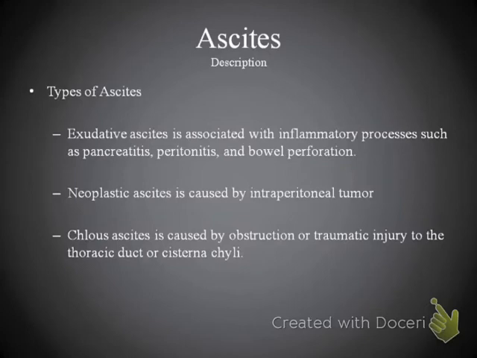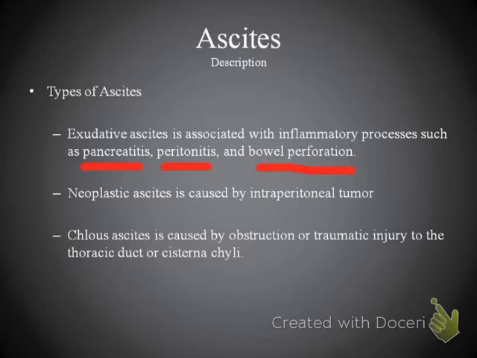We must also remember that there are different types of ascites. The first type is exudative ascites, and it's associated with inflammatory processes. And this can be such things as pancreatitis, peritonitis, and bowel perforation. So we see that exudative ascites has a very specific list of things that actually cause it.